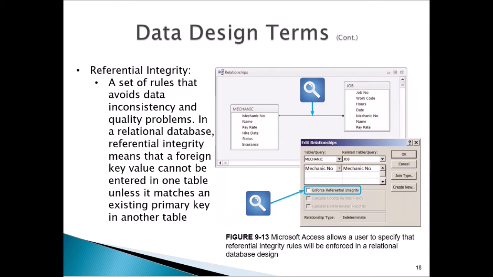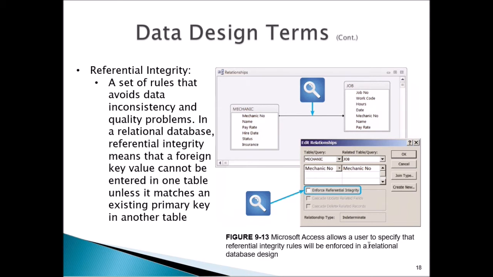Referential integrity is a set of rules that avoids data inconsistency and quality problems in a relational database. Referential integrity means that a foreign key value cannot be entered in one table unless it matches an existing primary key in another table. We talked about the address value, right? We talked about the person address as a field or attribute in the person table, and we talked about having an address table, which would have the address ID as the primary key. So what this is saying is you can't have a foreign key value unless it matches a primary key in that table. When you're putting in the person address, if that address key doesn't match anything from the address table, no, you can't do it.